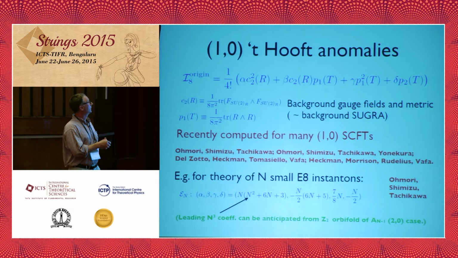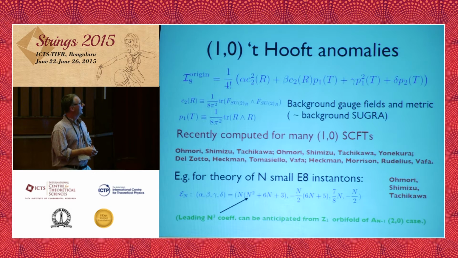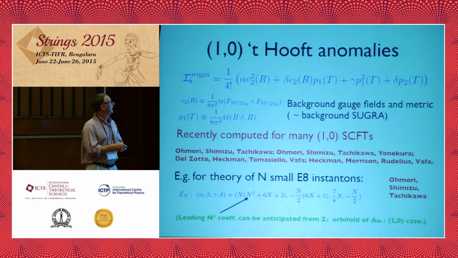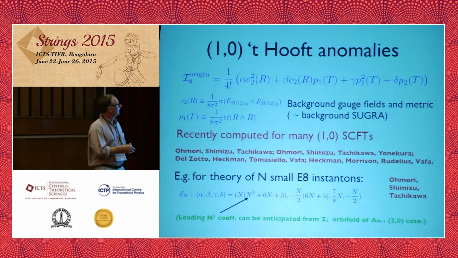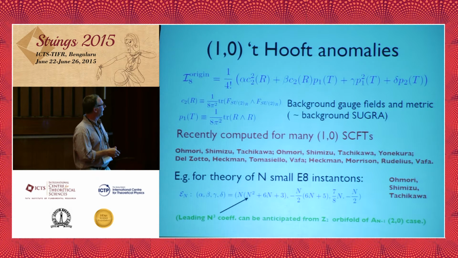So the theory is characterized by these coefficients, alpha, beta, gamma, delta. And these coefficients were recently computed for many 1,0 superconformal field theories in these very nice papers by Ohmori, Shimizu, Tachikawa, and another paper with Yonekura. And there were many other extensions of this, and we heard about some of these from Cameron and from Jonathan.